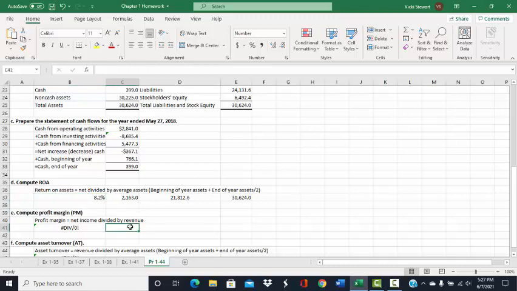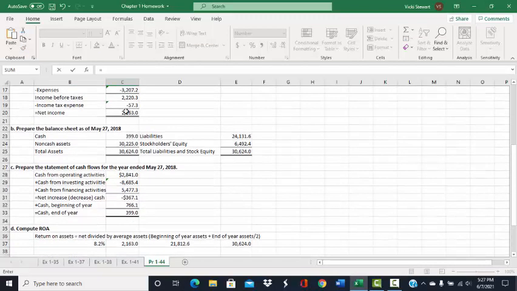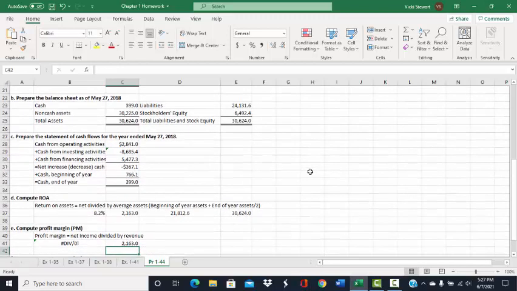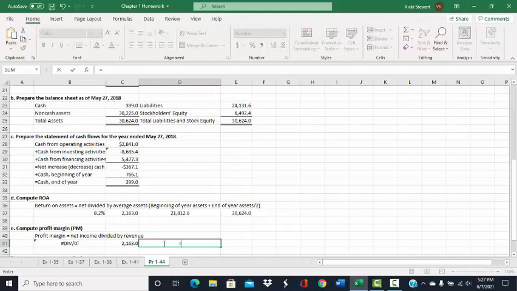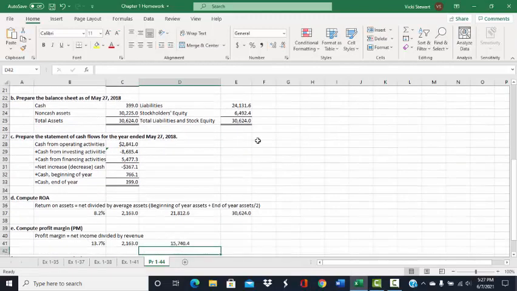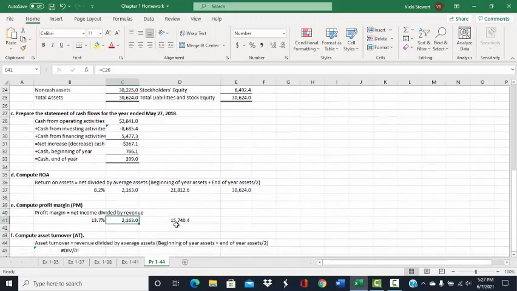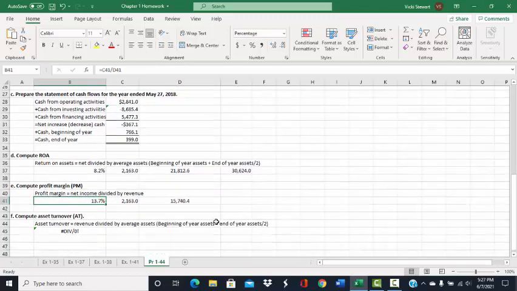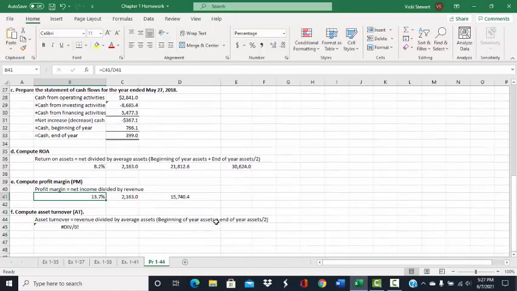So the profit margin is equal to the net income again that we already calculated divided by our revenue, which was given to us in the problem and we used in our income statement. So our net income divided by our revenue gives us our profit margin of 13.7%. The last thing it asks us to calculate is the asset turnover.